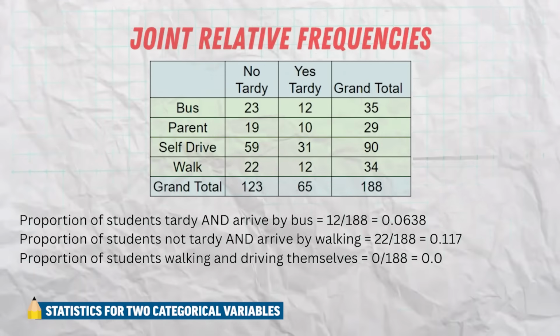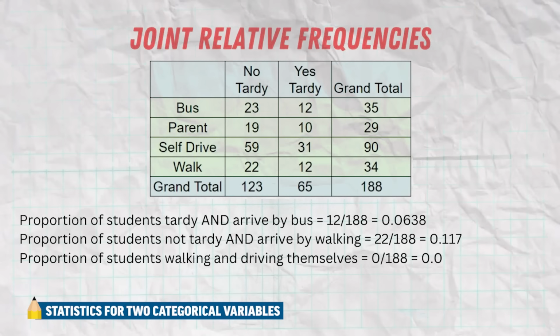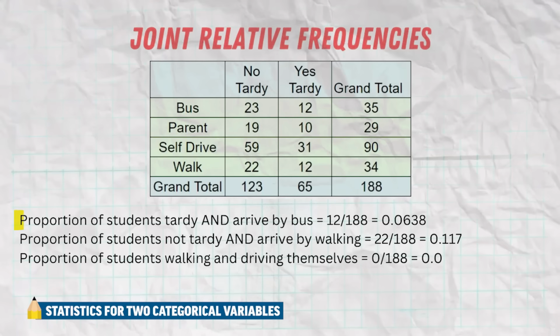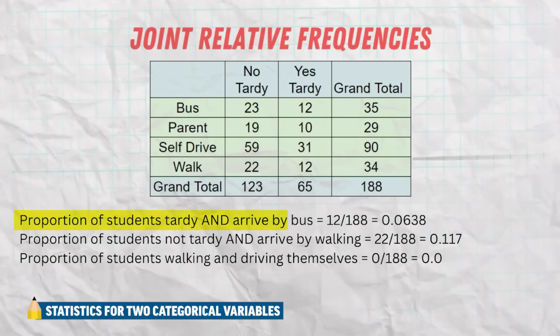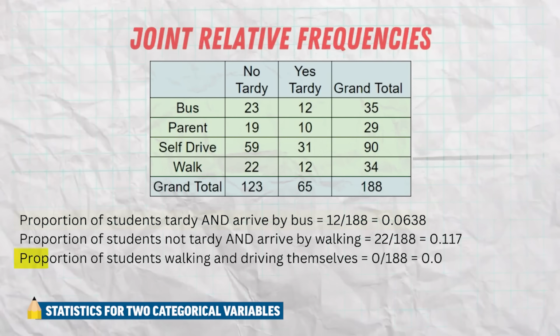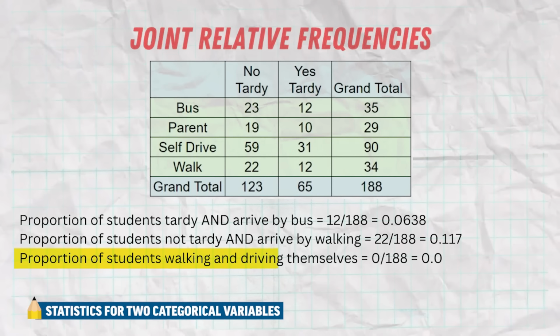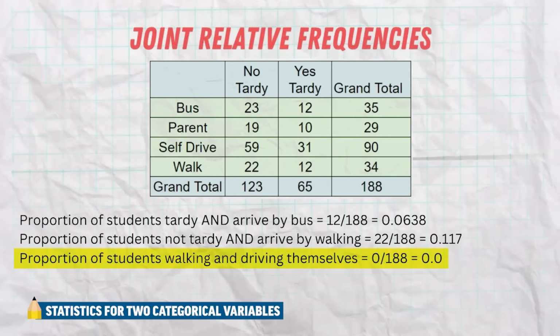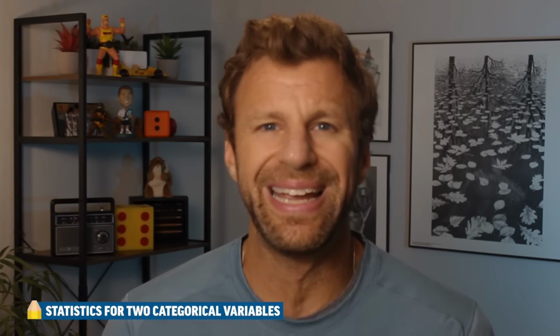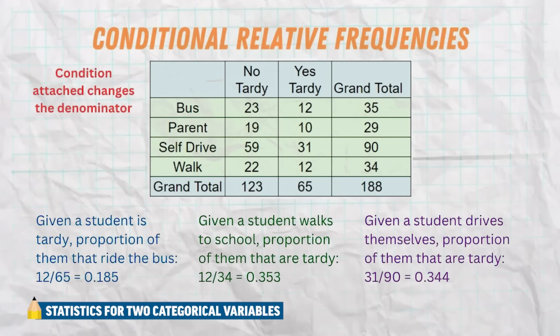Next up, we have what's called joint relative frequencies. When we say the word joint, we basically mean the word and. So we're combining any two of the categories together. For example, we could look at the proportion of kids that were tardy and rode the bus. Or we could look at the proportion of kids that walked to school and drive themselves to school. For a joint relative frequency, we're looking at a specific value that matches for those two variables in the table, and again, dividing by the grand total.